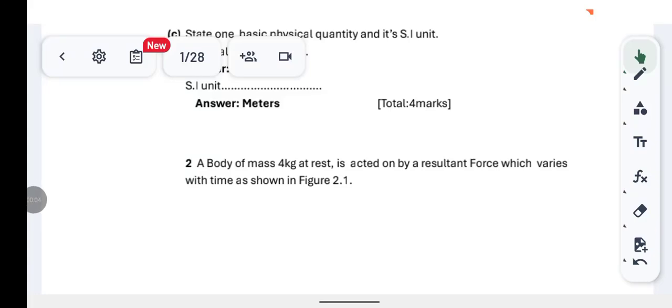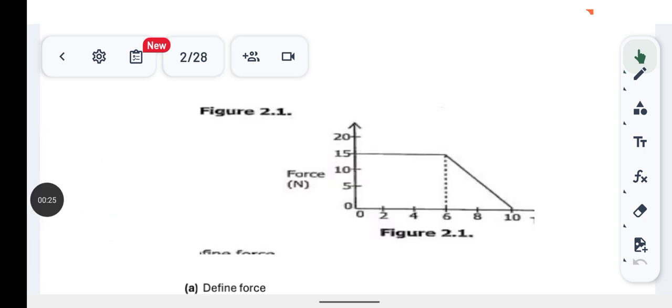Okay, so let's move on to question 2. Question 2 reads: a body of mass 4 kg at rest is acted on by a resultant force which varies with time as shown in figure 2.1. Take note of this 4 kg mass. We're going to use it. Alright, so here's our figure 2.1.